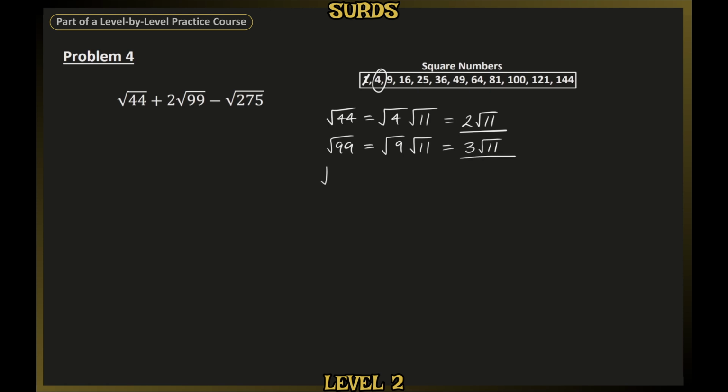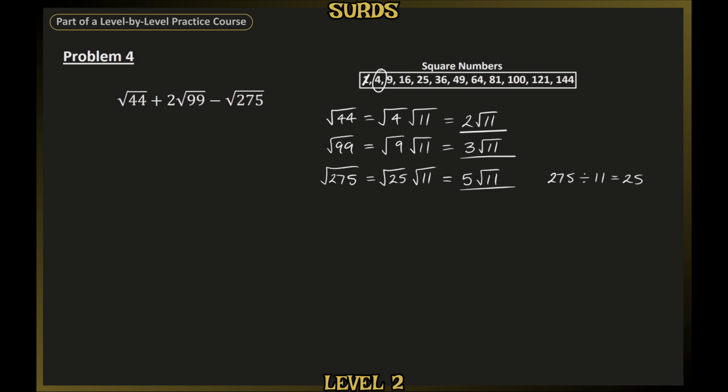Finally, we can look at the square root of 275, which is a larger number to split up. But again, here we know that we want the square root of 11 to be in part of this. So we can say, what is 275 divided by 11? And that gives us 25, which is useful because 25 is a square number. So the square root of 275 becomes the square root of 25 times the square root of 11. And the square root of 25 is 5. So this becomes 5 root 11.